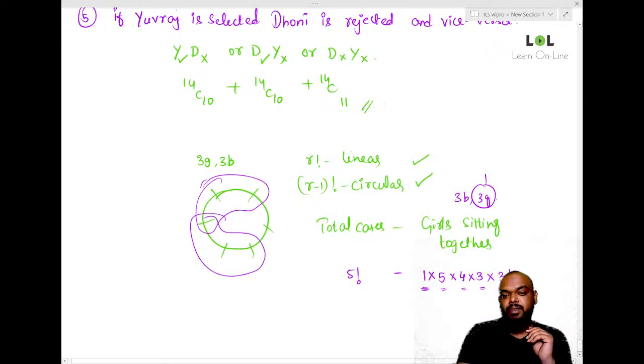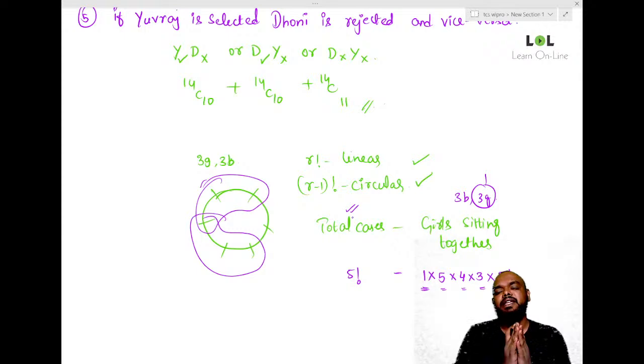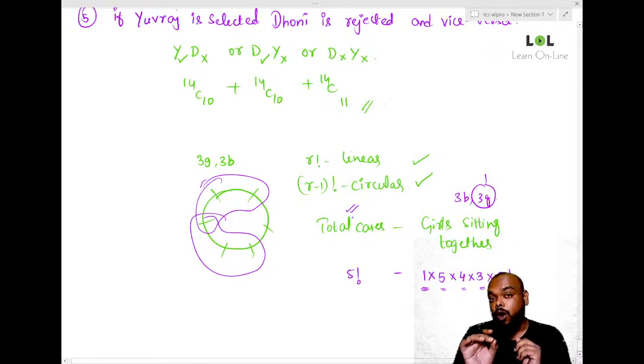Look, the question is, all girls should not sit together. When I consider total cases, all the arrangements will be there, guys. All girls sitting together, 3 girls sitting together, 2 girls sitting together, no girls sitting together. All the cases will be there inside. But what do we want? We want all the girls should not sit together. Means from the total cases, you remove the cases in which all the girls are sitting together.